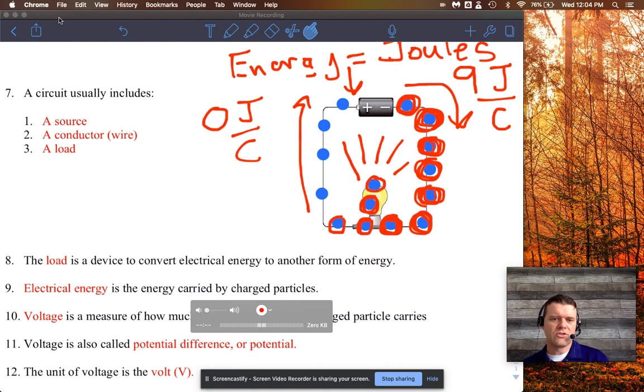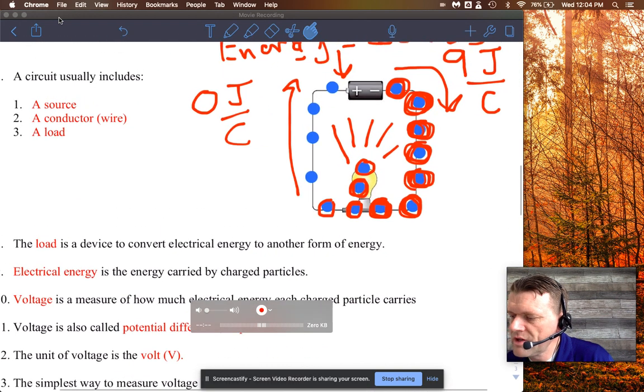And voltage, this is the other term you've probably heard of. Voltage is a measure of how much electrical energy each charged particle carries. We have different terms for that, though. We also call it potential difference, or just the word potential. The units, of course, are volts.